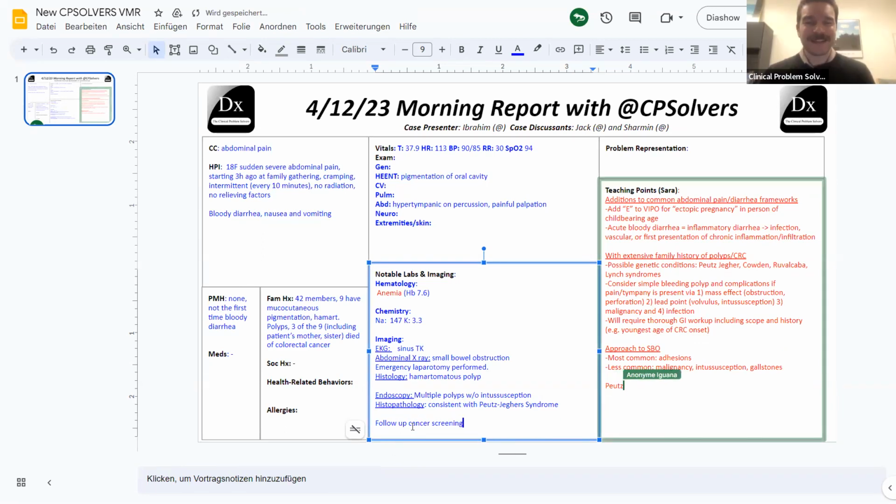Wow. What a great case. Ibrahim, thank you so much for bringing this. I think it sits at that wonderful intersection between both the common and the rare, which always makes for really valuable learning. And I just wanted to point out one last teaching point that I think is really important that you mentioned here, but just to elevate it for the group.